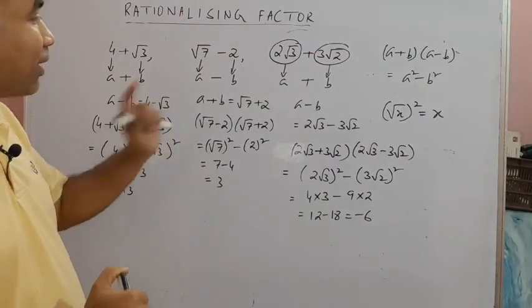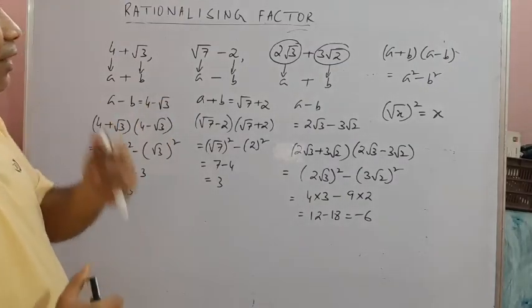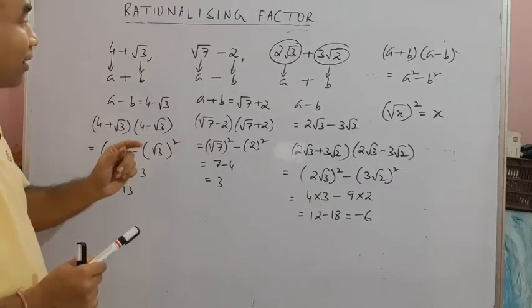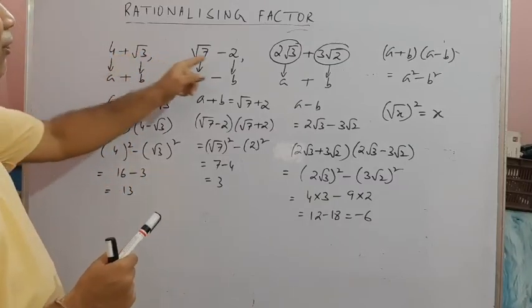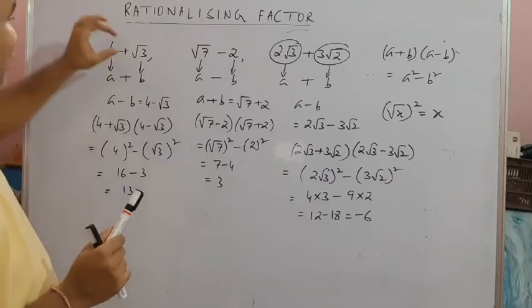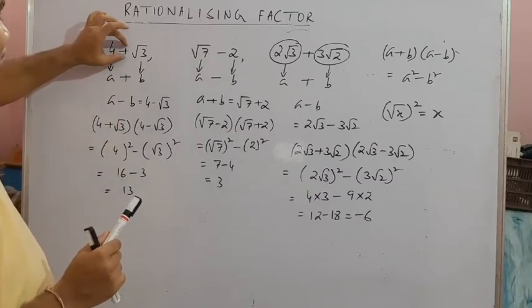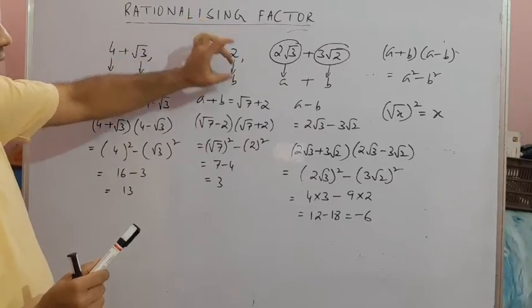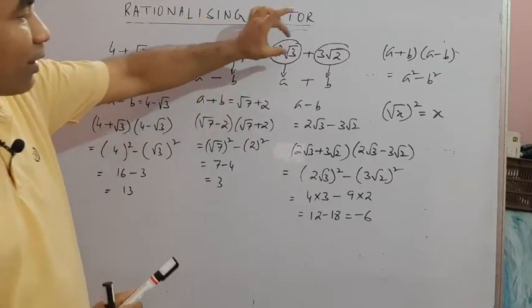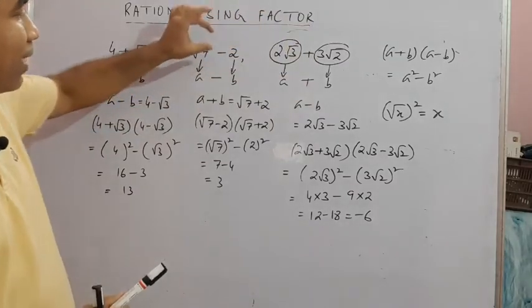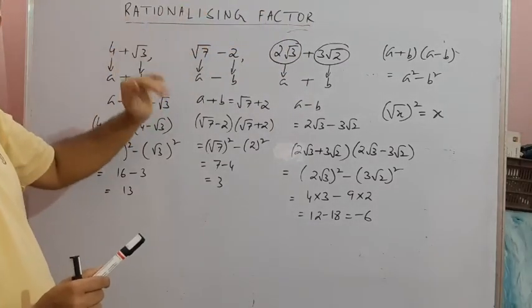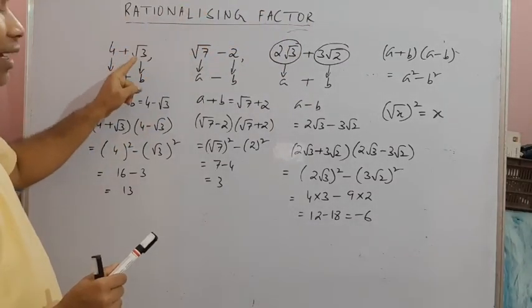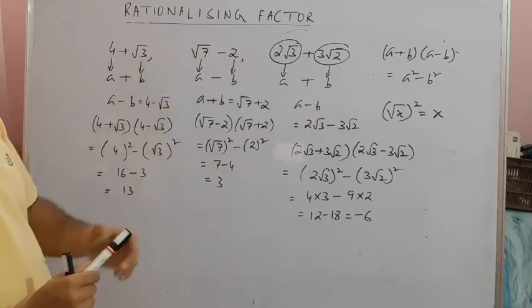So that means from these three examples, if someone asks you to find out the rationalizing factor of this type of irrational number, then the simple thing is that if the sign between them is plus, you change it to minus, or if the sign between them is minus, you change it to plus. Okay, plus becomes minus, minus becomes plus. Numbers will remain the same, you just change the sign of the second number, or the sign between the two numbers.